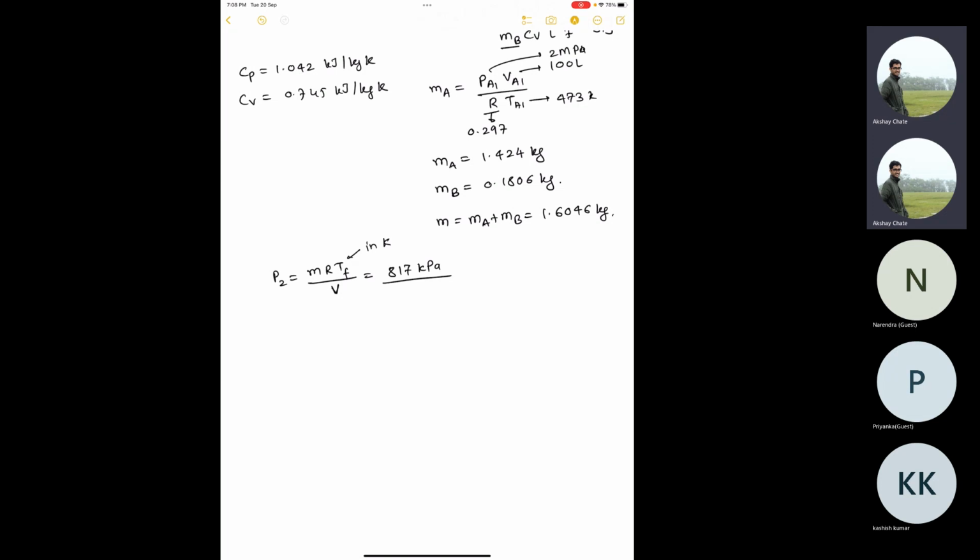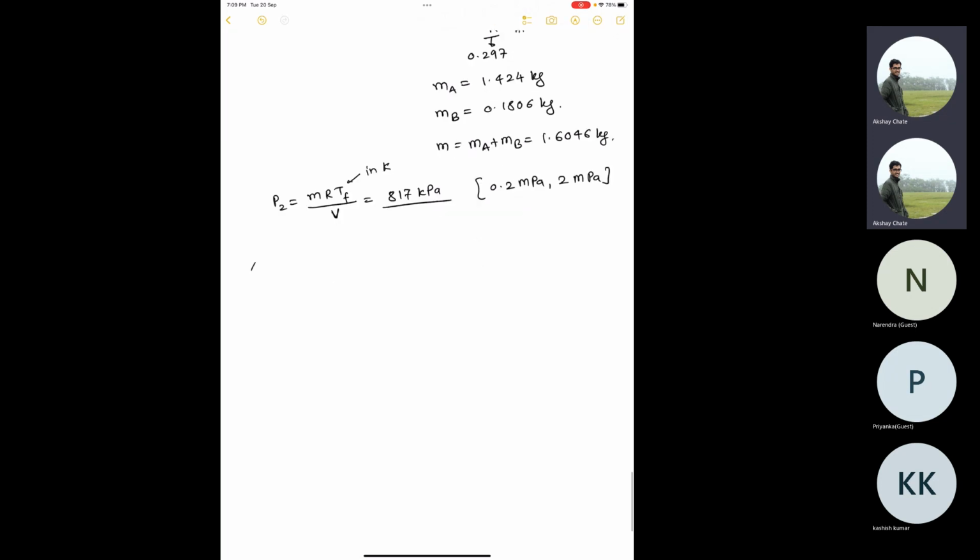So this value is somewhere in between 0.2 megapascal and 2 megapascal, right? So this is a sanity check you can do when you get any answer. When two fluids at P1 and P2 mix, their final pressure will be somewhere in between the two extreme values, right? So it is 0.8 megapascal, which is okay, that makes sense.